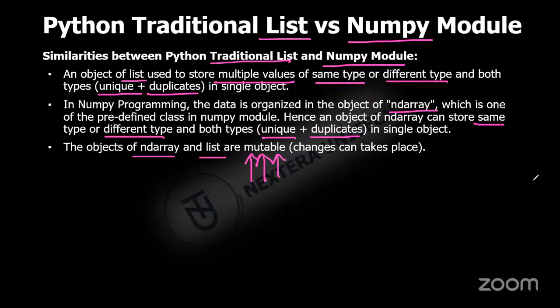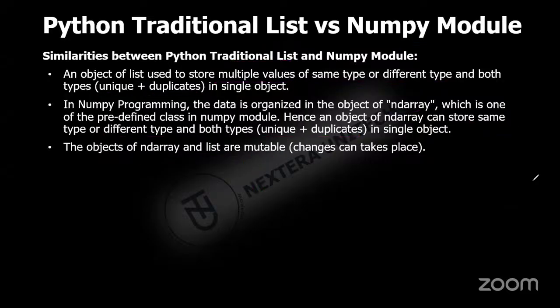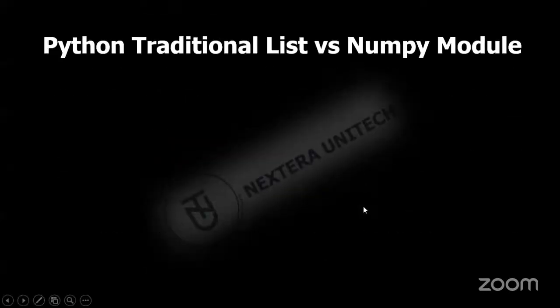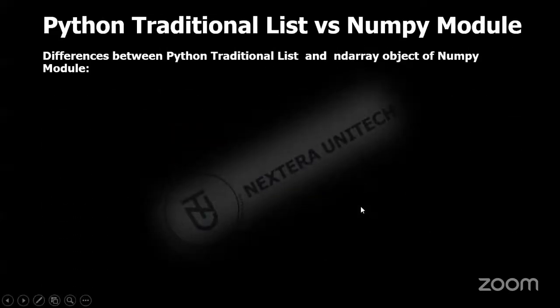Let us talk about the differences. There are a lot of differences between the traditional list and the NumPy arrays.